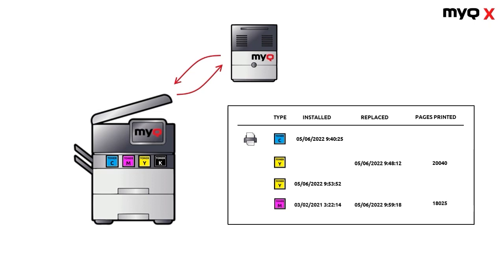So the standard records for every toner cassette will be something like this: when it was installed, when it was replaced, and how many pages were printed using that toner cassette. So then you've got a perfect overview of how this has been used.